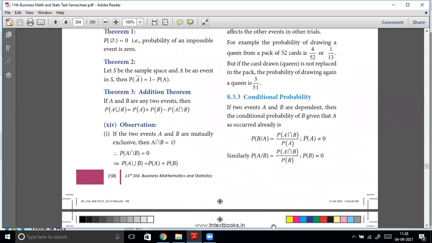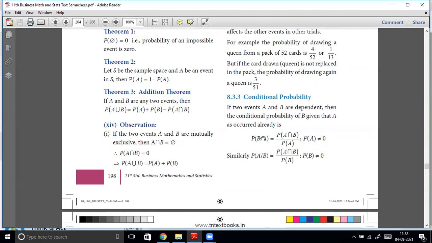Now you have to express this in an algebraic set theory formula. How to express that? If two events A and B are dependent, then we use the conditional probability of B. Why has it now become a conditional probability of B? Because B is now conditional upon what has happened at A. So event A has occurred, and that is affecting the probability of event B. Event B is becoming 3 by 51 only because event A has occurred. So that is why it is called the conditional probability of B, given that A has already occurred. It is P of B by A.